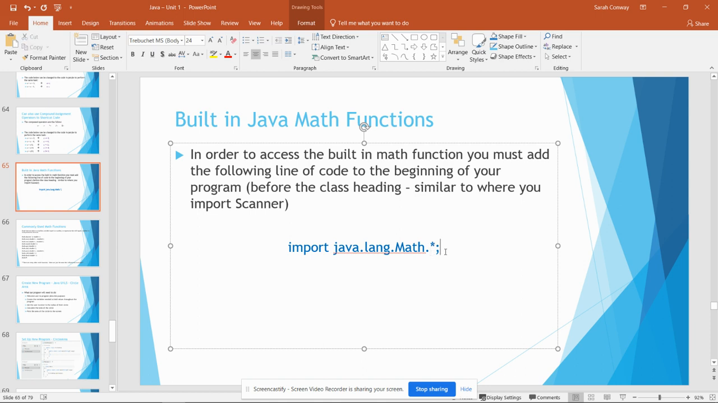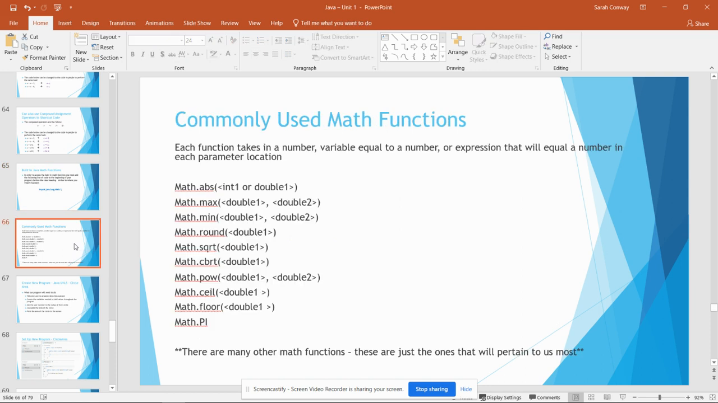So what you need to do here is type this line before your class heading at the very, very beginning, kind of where you imported in Scanner. And what you're going to do here is you're going to use this line of code to import in a bunch of built-in math functions, which you can find right here. So we've got a bunch of different math functions that we can use in Java that are built in.